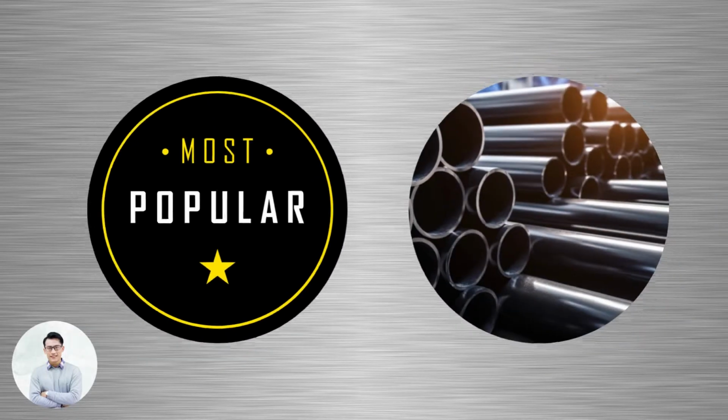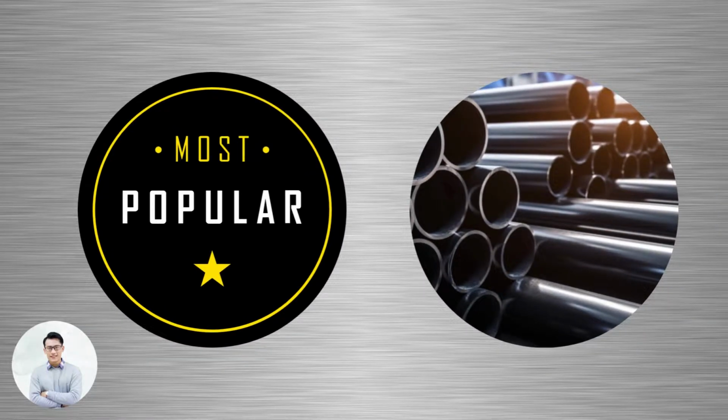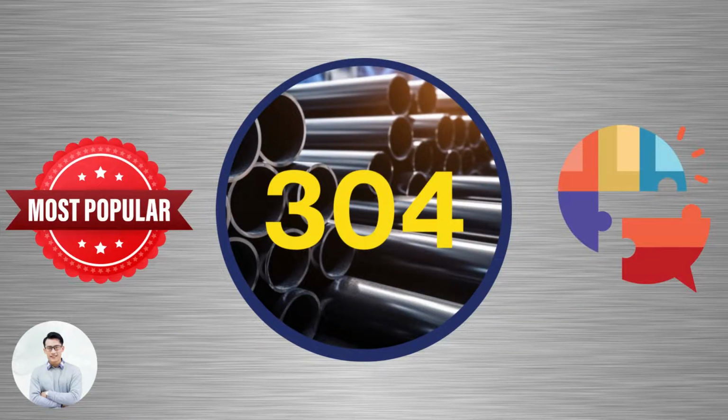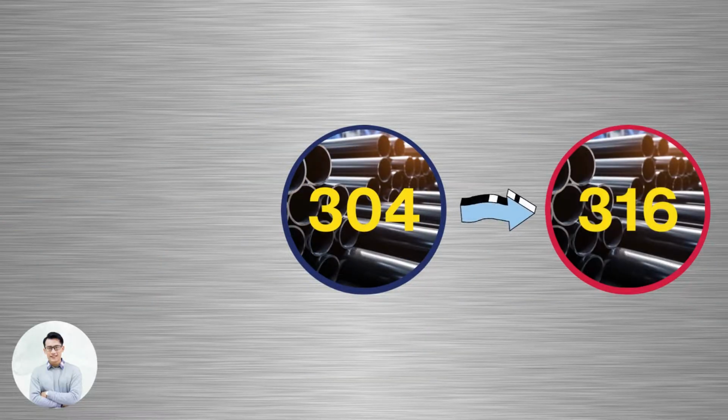Let's go over the most popular austenitic alloys found in machine shops. 304 is the most popular and versatile stainless steel type. It has good corrosion resistance and still maintains fair machinability. It is easier to machine and cheaper compared to the 316.